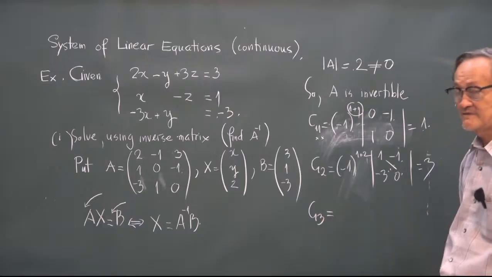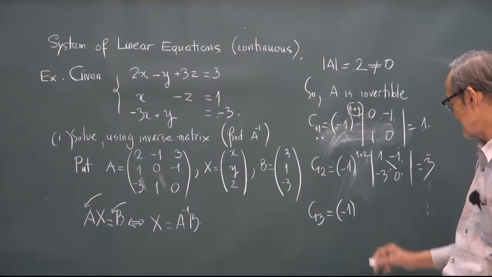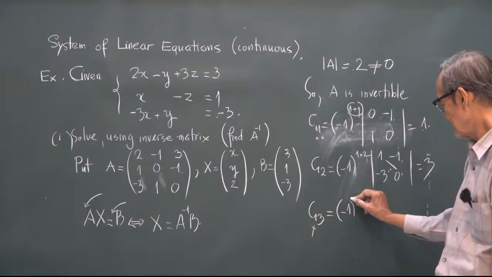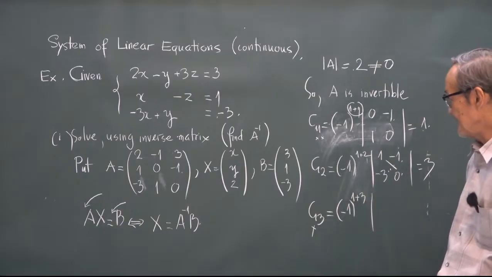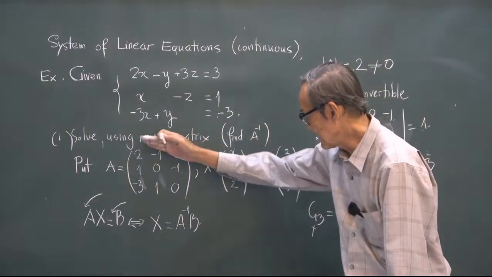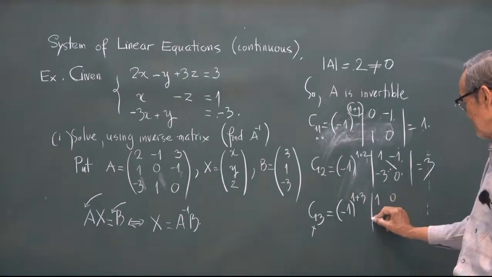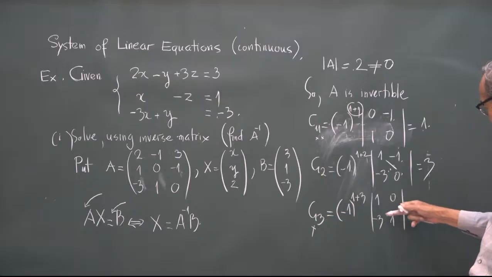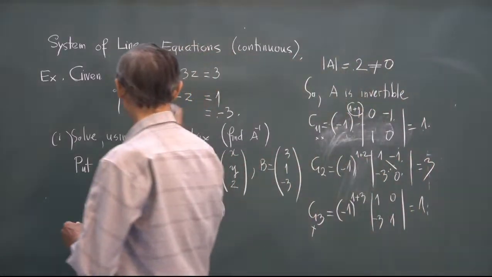C13, minus 1 to the power row plus column. Delete row 1, column 3. We have 1, 0, minus 3, 1, 1, 0, 4 minus sign, 1. Okay.